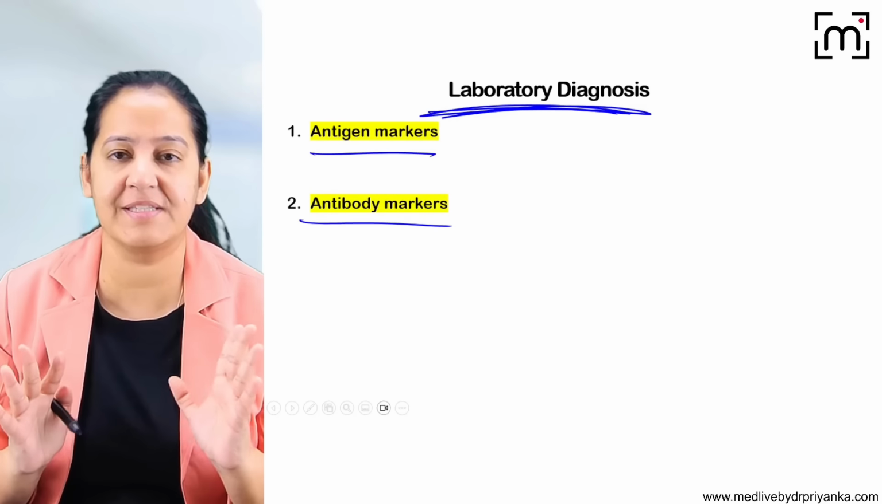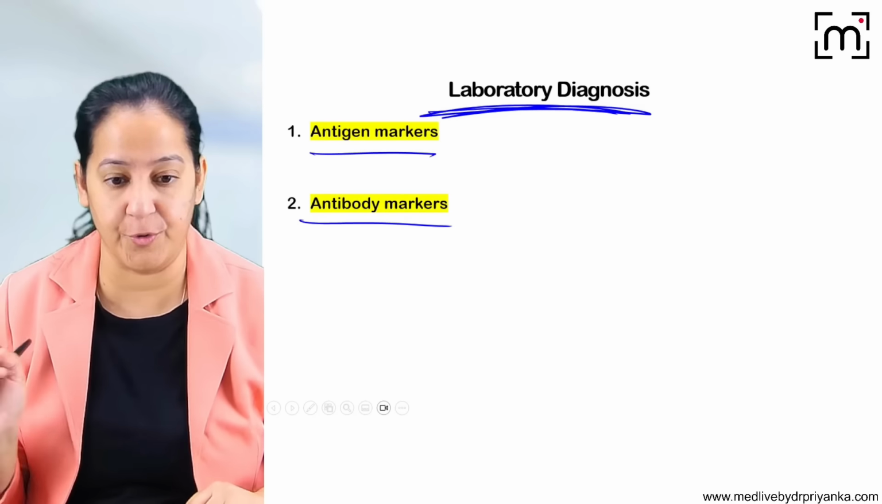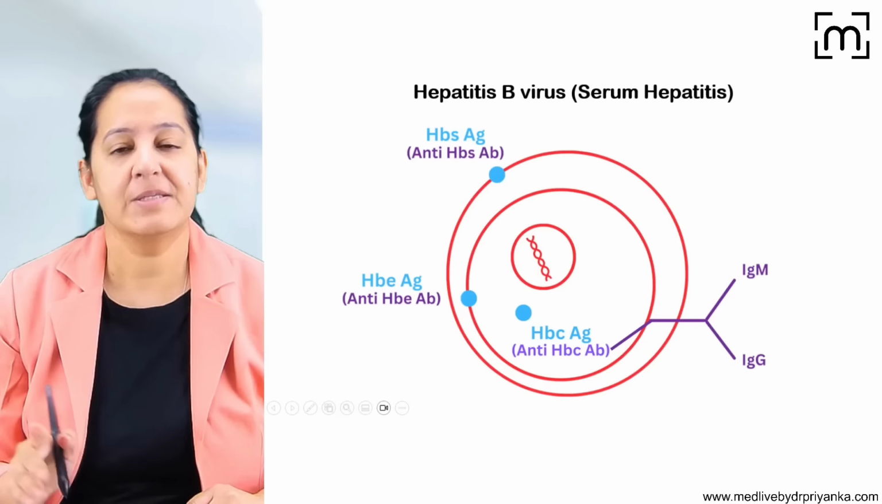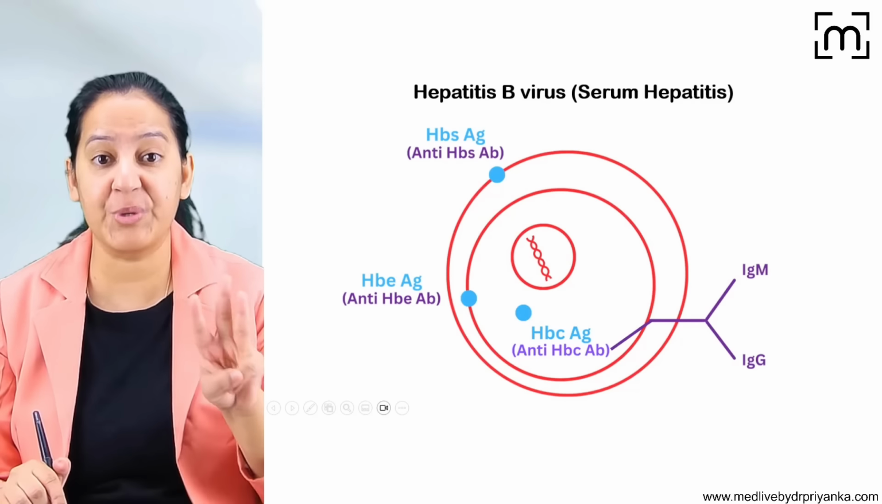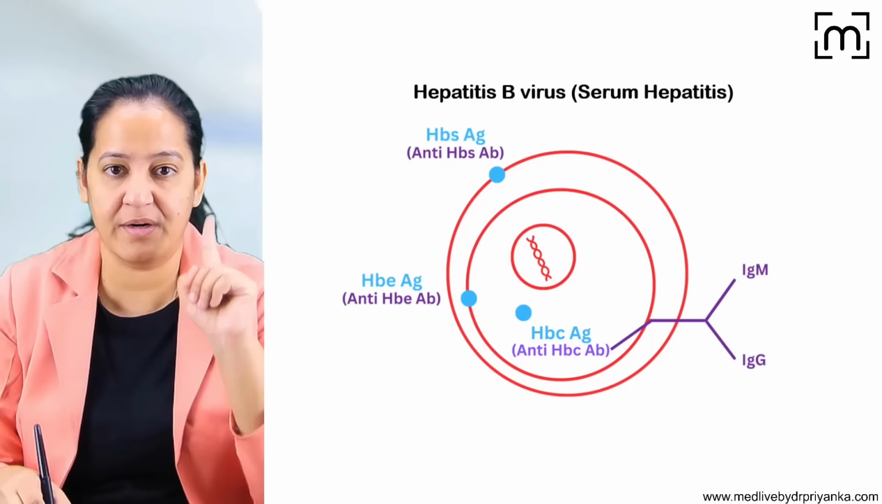It's very difficult to understand, but I will make it super simplified for you. Believe me, but please concentrate. So see, this is the diagram of hepatitis B virus. Hepatitis B virus has 3 antigens on it. Please concentrate. What are the 3 antigens?